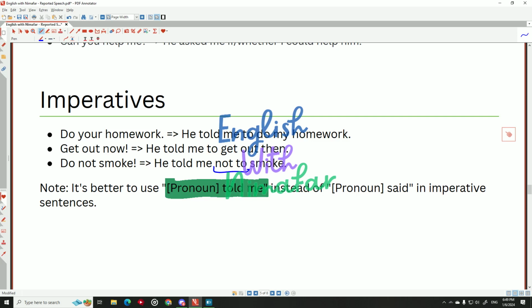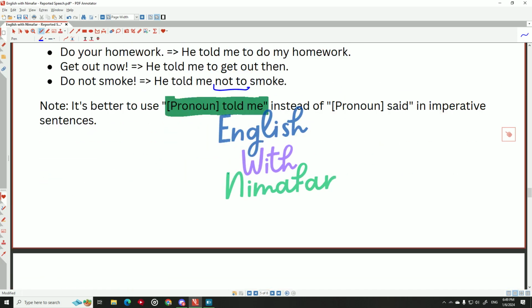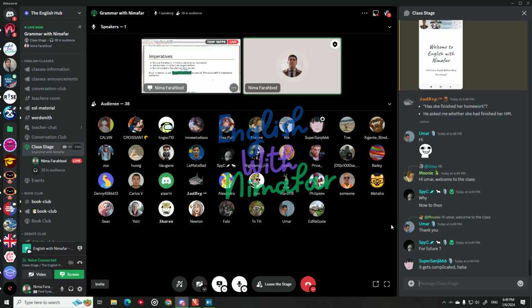To not smoke, we don't have. Not to smoke. So do your homework. He told me to do my homework. Do not smoke. Or don't smoke. He told me not to smoke. Let me write some examples. Imperative means command. Now with then. Then is like past, not future. It gets complicated.